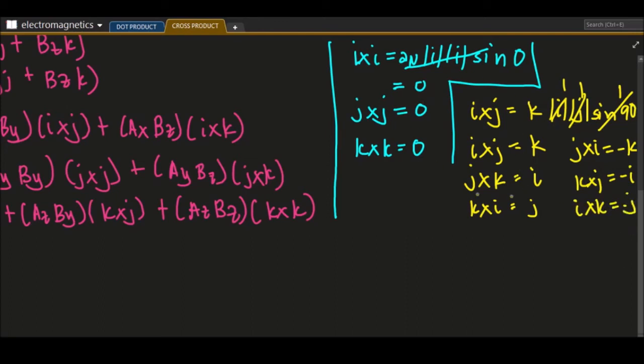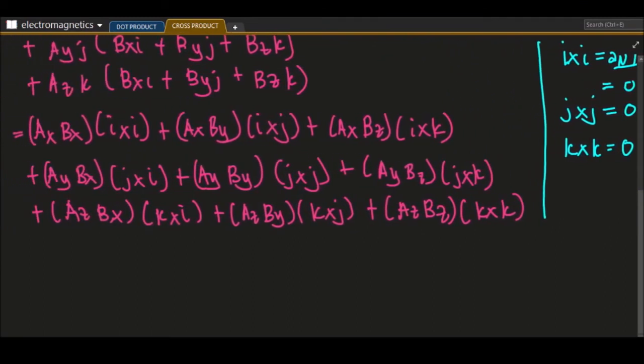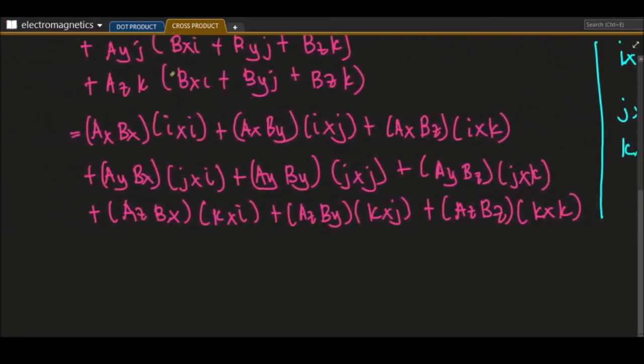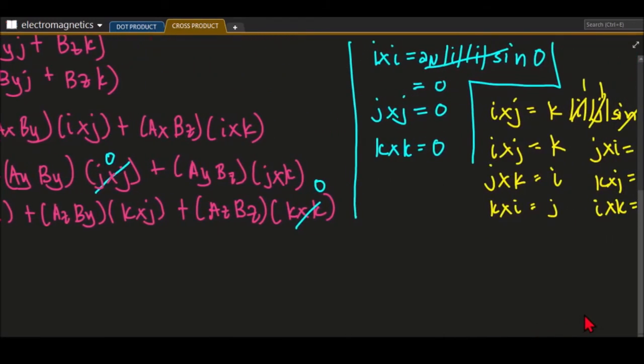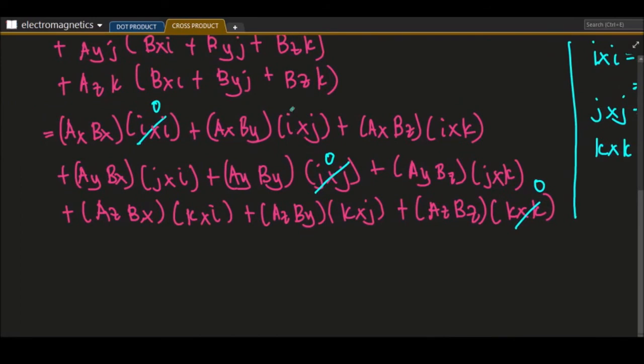Knowing this, we could now substitute these values into our equation. For i cross i, this is 0, j cross j is 0, and k cross k is also 0. Then i cross j is equal to k. So this is k.